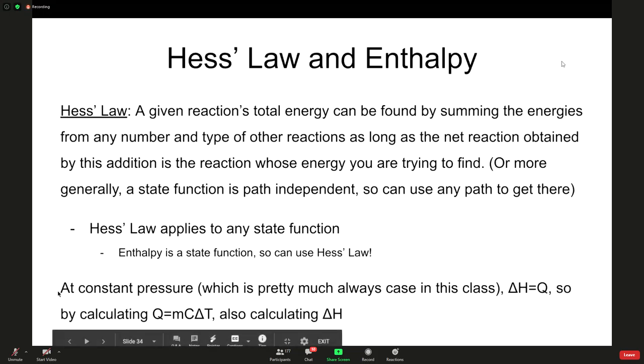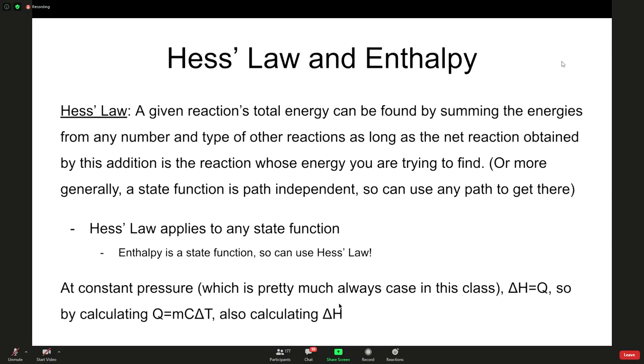And then this is also kind of unrelated, but with Q equals MC delta T, basically you're calculating the delta H for our purposes in this class, because at constant pressure, Q is going to equal the change in enthalpy. So that's another way to find that change in enthalpy without using Hess's law necessarily. You can use this equation.